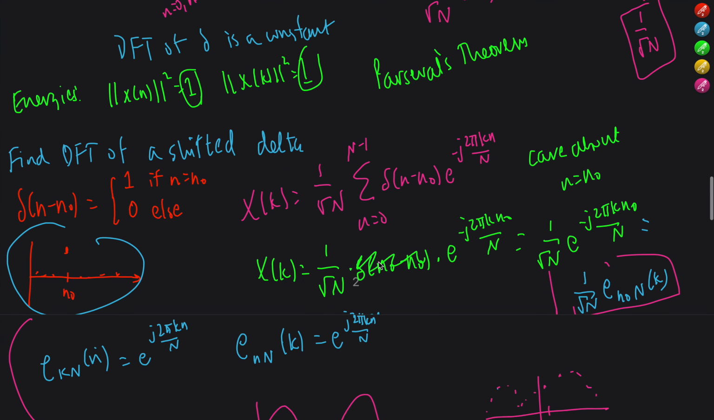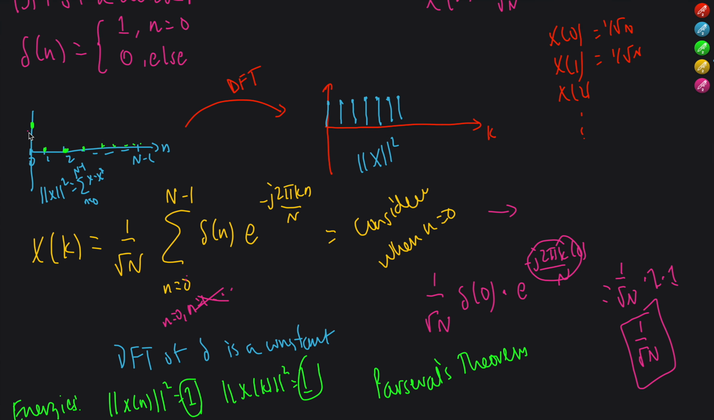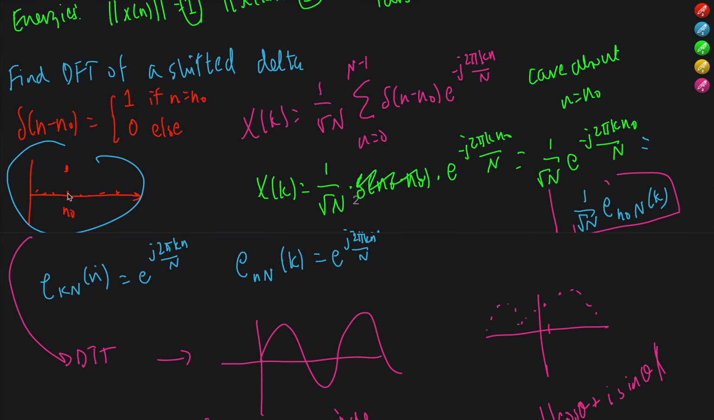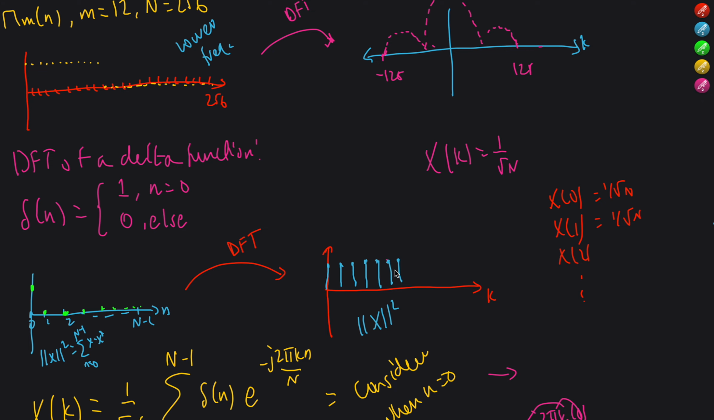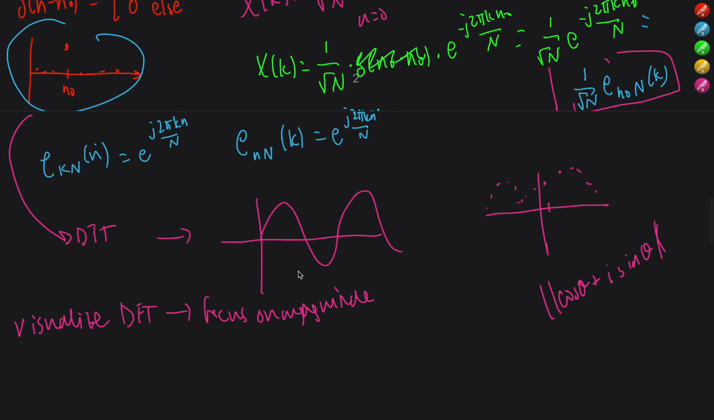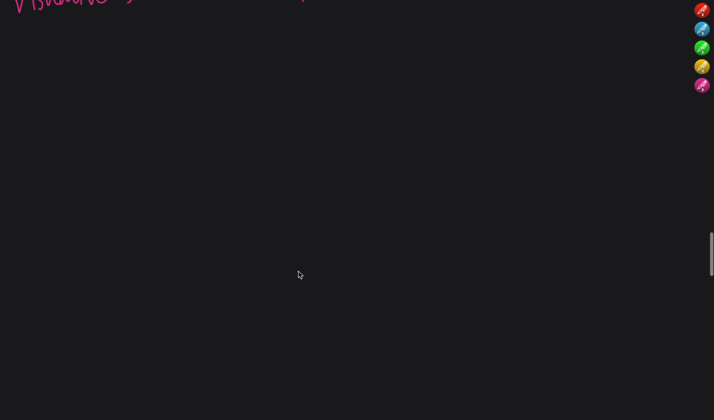So what we figured out so far is that the DFT of a delta is a constant function. The DFT of a shifted delta is a complex exponential with frequency n naught. Now let's find one more: the DFT of a complex exponential. We have our original time function, and its version in the frequency domain. If I have a delta in time, that's going to be a constant in frequency.